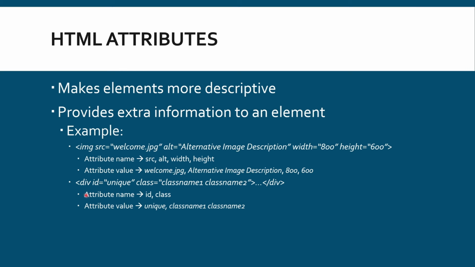All right, and here we have a div tag, and we have id as an attribute name, unique as the attribute value, and class as another attribute name with attribute values like class name 1, class name 2. The id and class here are optional. They're not required, but we will be heavily using id and class attribute names on our tags frequently when we need to add some styling and accent.